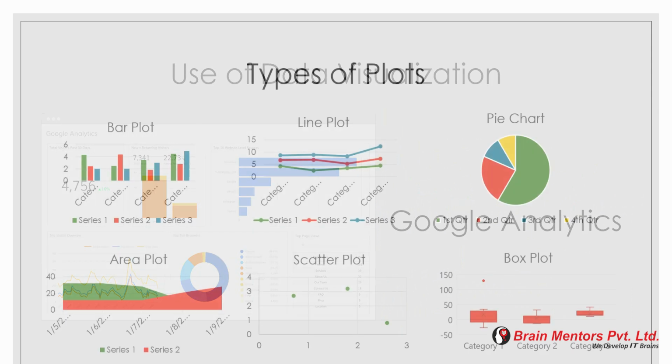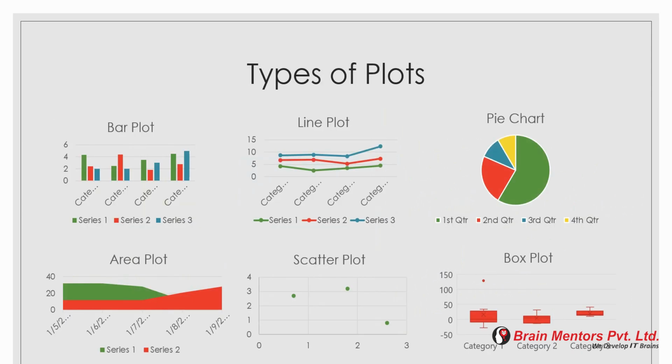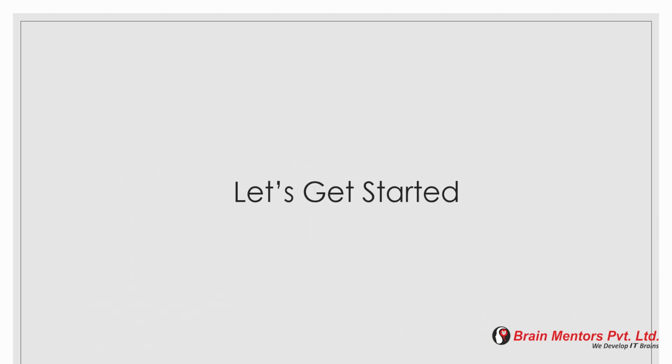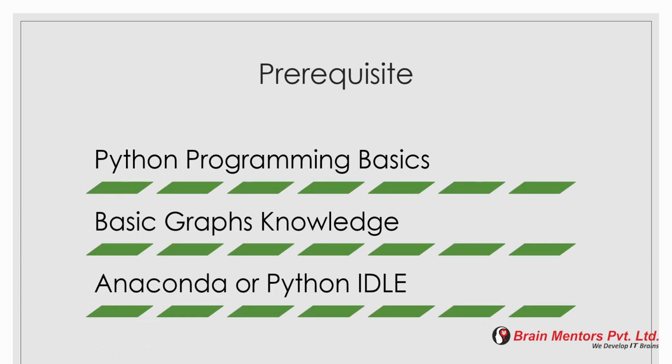With the use of Matplotlib, we can build a lot of different kinds of graphs like bar plot, line, pie chart, and scatter plots, and different sorts of graphs that you might have studied in your college or school. And in this video, you will see the real-time use cases of these graphs. So let's get started. But before starting the implementation part, let me tell you the prerequisites. You just need to be aware of Python basics and basic graph knowledge like x-axis, y-axis, and any one environment to code. You could work with Anaconda, Jupyter Notebooks or Python IDLE.